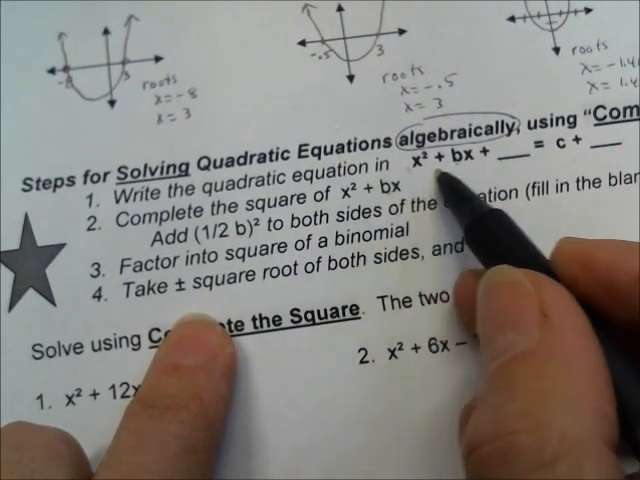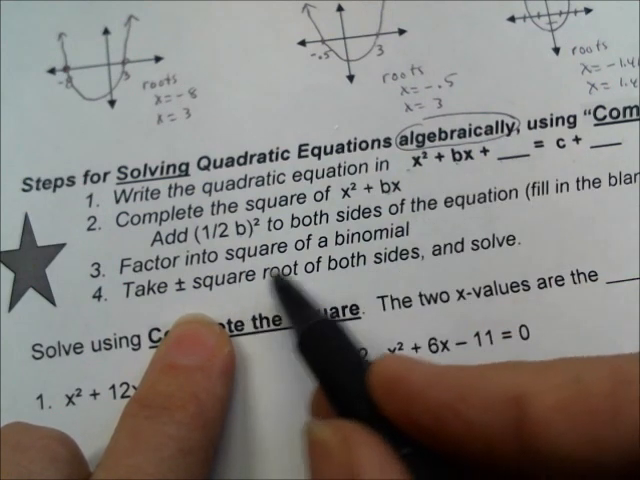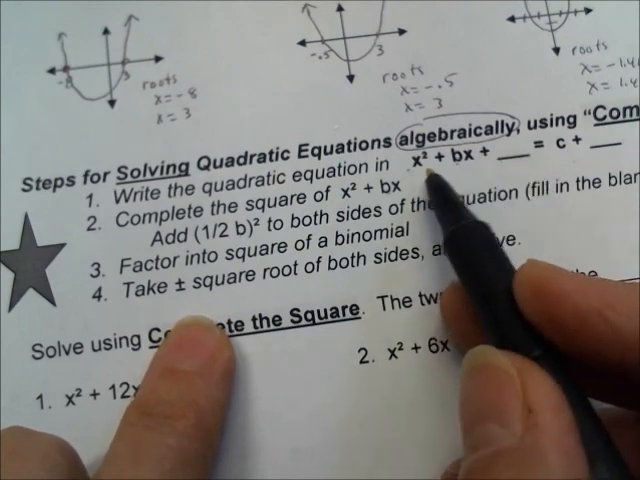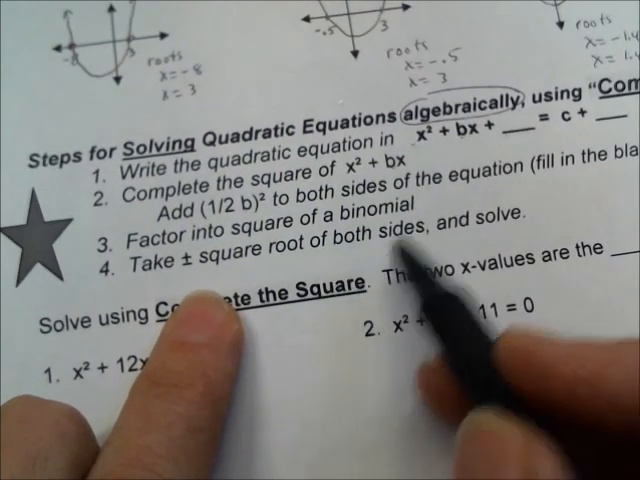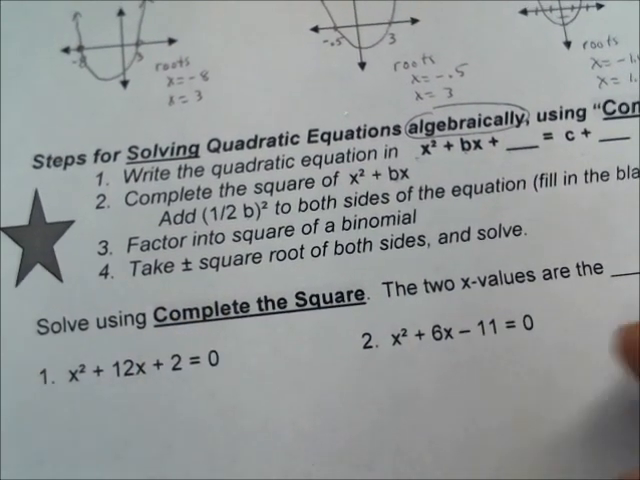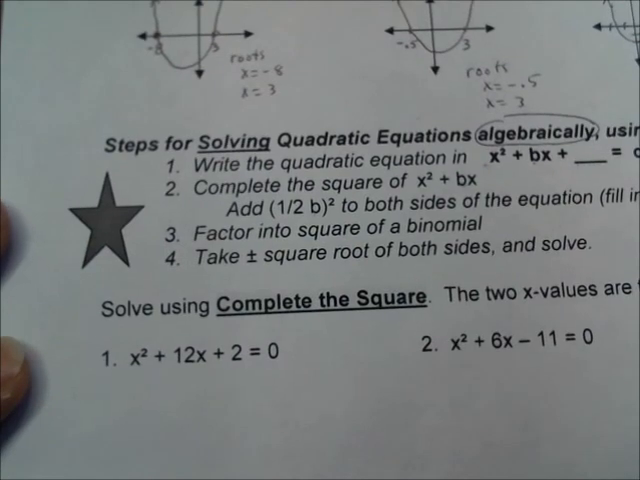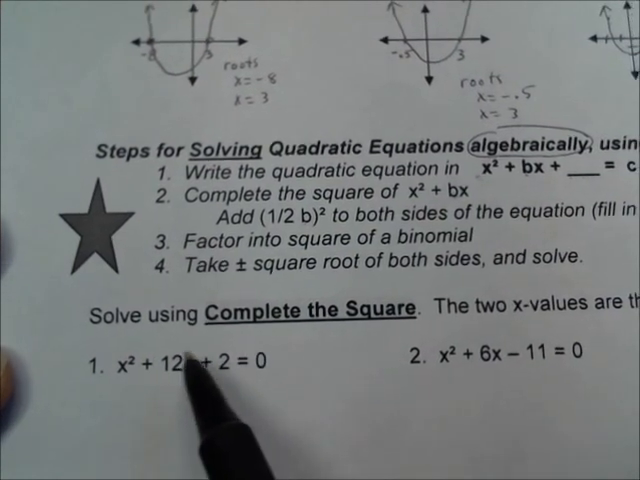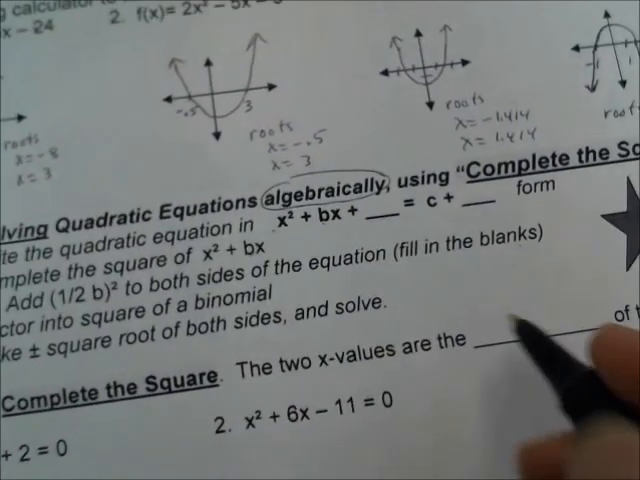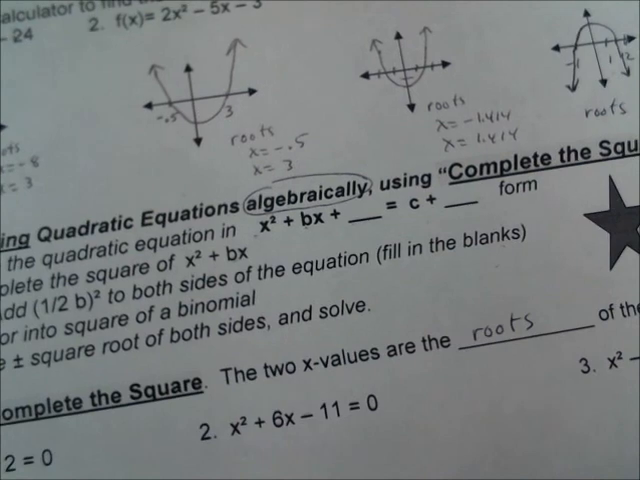On the left-hand side, you're going to get an expression that's factorable, and I'll show you how to factor the left-hand side. And then after you get done with that, you're going to take the square root of the left and the right-hand side and solve. So this is just an alternate way to find a quadratic equation's roots. So these next examples I'm asking you to solve using complete the square. And remember, the two x values are called the roots of the equations.